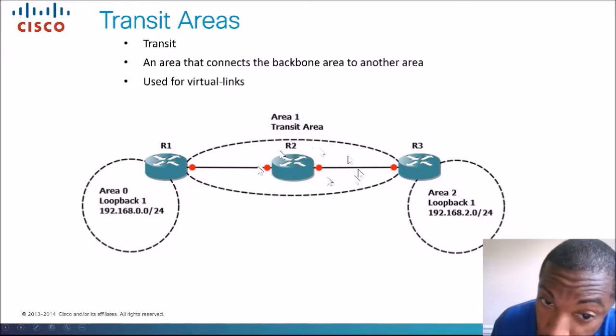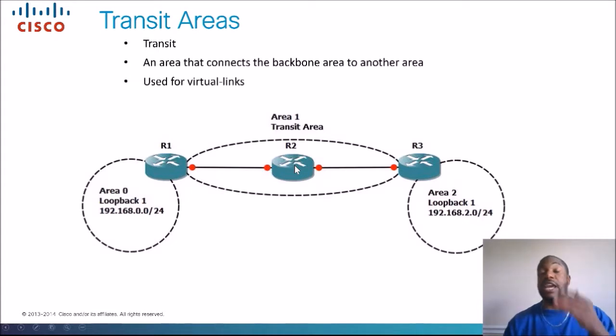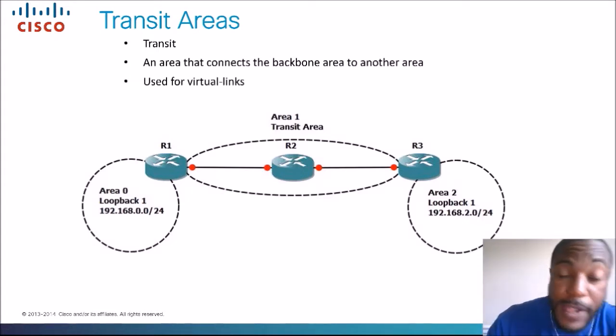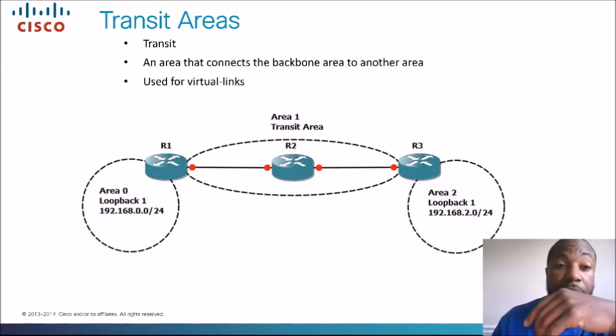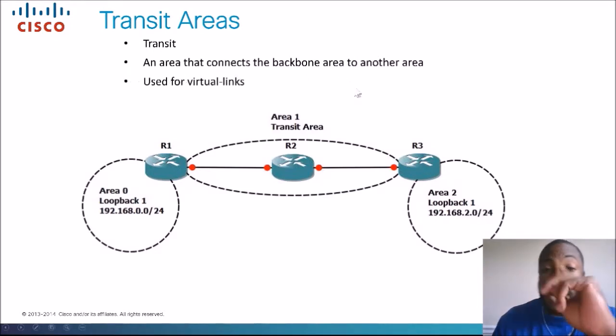Area 1 would be called the transit area. This goes hand in hand with, again, virtual links. We'll talk about that in the next couple of videos. Again, it's an area that connects the backbone area to another area.